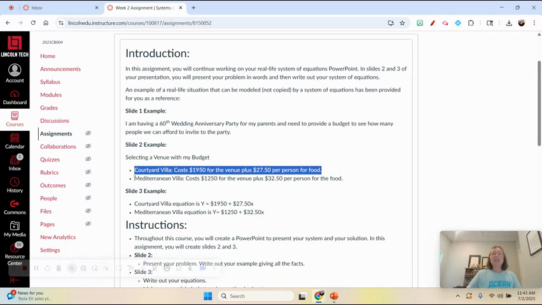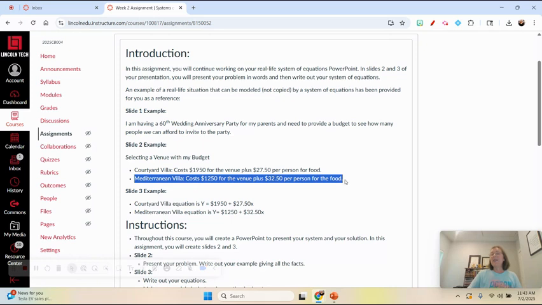And then with the Mediterranean Villa, I want you to see that their cost is a smaller flat rate, a $1,250 flat rate, and a little bit higher per person rate. So a $32.50 per person rate. So that's what we're going to put on slide 2.